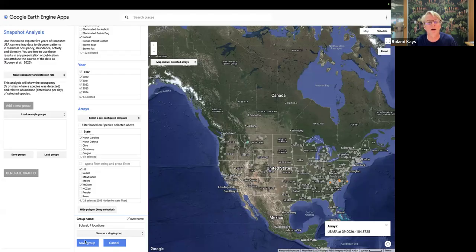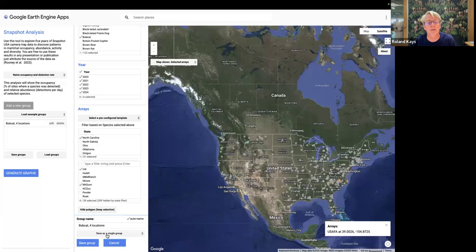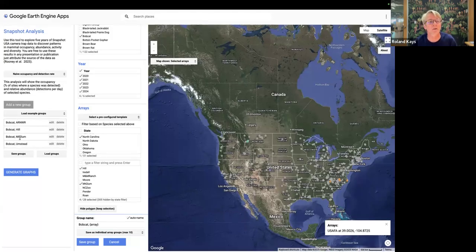So I've got those, but if I just add this as a single group, now I get Bobcat 4 locations all combined, right? What I want to do is, instead of a single group, save as array groups, individual array groups. So this is going to automatically make a different group for each one of those 4 arrays. Check this out. Click this, save groups. Now I've got that 4 locations group that we did initially, which would just be a combination of those. So I'm going to delete that. Now we've got Alligator River, Hill, Glum, and Umstead right there.